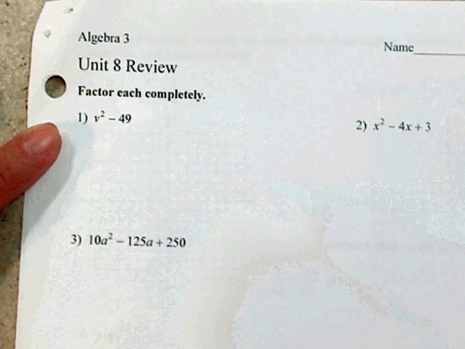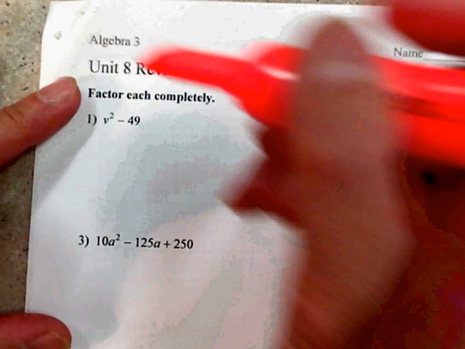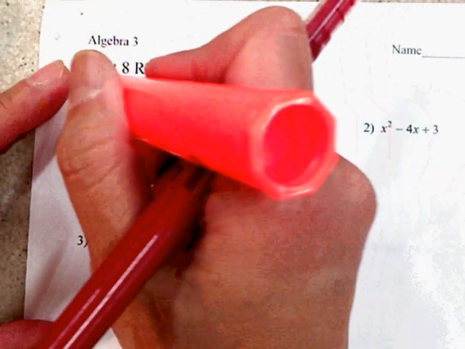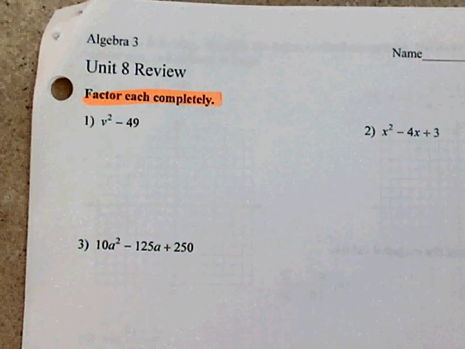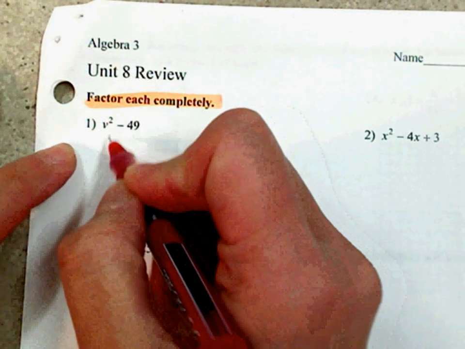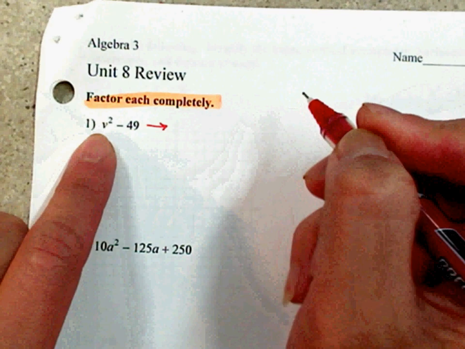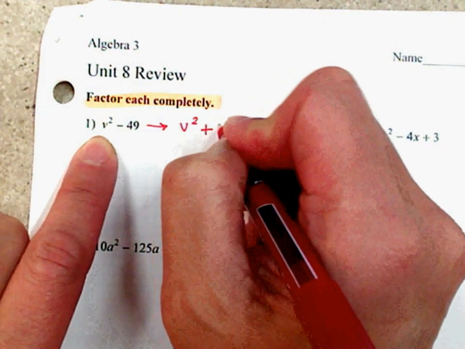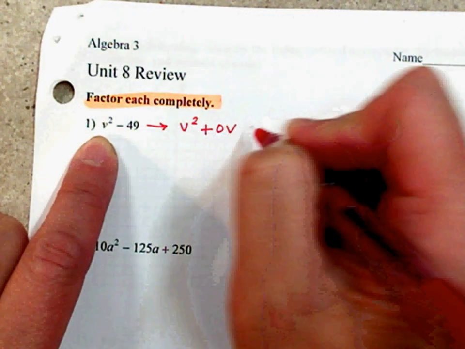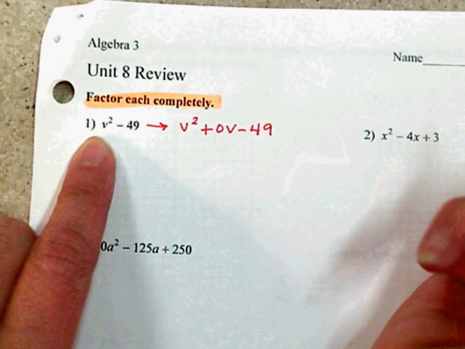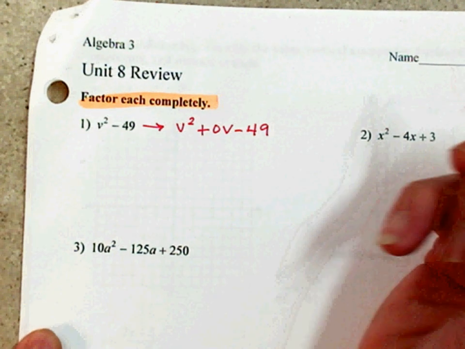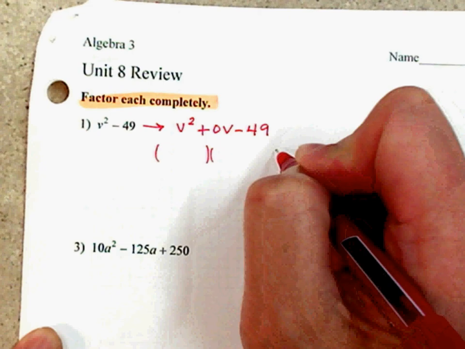It says to factor completely. Okay? So you try to make it where your variables are to the first power. Let's take a look at number 1. You have one term, two terms. You see how there's a v squared? You're missing a v, so you can add a 0 in place of it. Minus 49 needs to be written in standard form, and then you can factor.